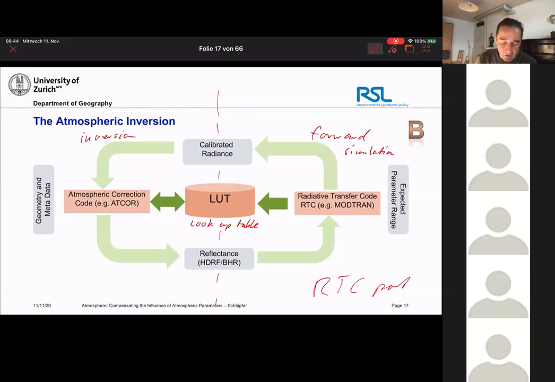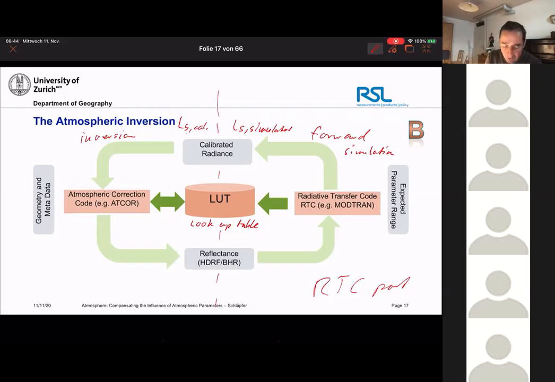And what you need is the calibrated radiance. Here, going upwards, you get L_S simulated, and here you get L_S calibrated. So it's not necessarily the same, because calibration is not absolutely accurate, but it's close to each other. So we assume we have absolutely calibrated radiance at sensor. And then we go downwards to do the atmospheric correction.